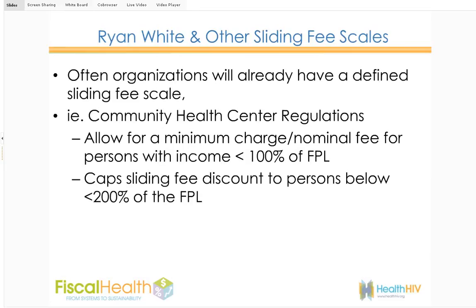It would be easier to tack on to your agency's sliding fee scale. I would recommend to use that. But if it's not in compliance, you're likely going to have a sliding fee scale that is unique to your program. For instance, community health centers, I believe they can allow a minimal nominal fee for people who are under 100% of the poverty level, and their sliding fee scale usually caps at 200%.